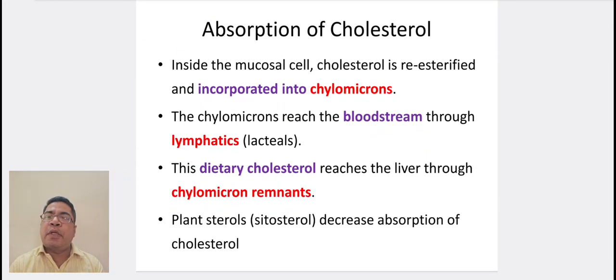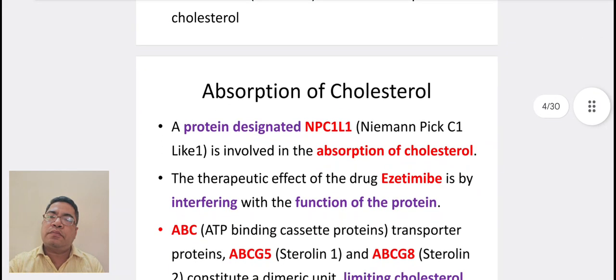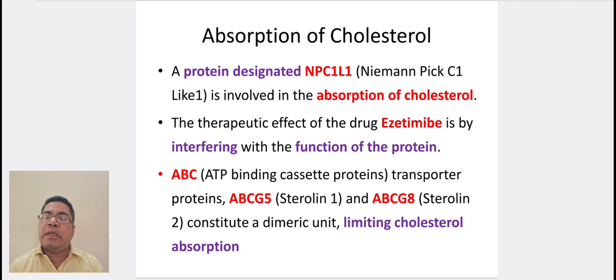Inside the mucosal cell, cholesterol is re-esterified and incorporated into chylomicrons. The chylomicrons reach the bloodstream through lymphatics. The dietary cholesterol reaches the liver through chylomicron remnants. Plant sterols, that is sitosterol, decrease the absorption of cholesterol. The protein designated NPC1L1 is involved in the absorption of cholesterol. The therapeutic effect of the drug ezetimibe is by interfering with the function of the protein.